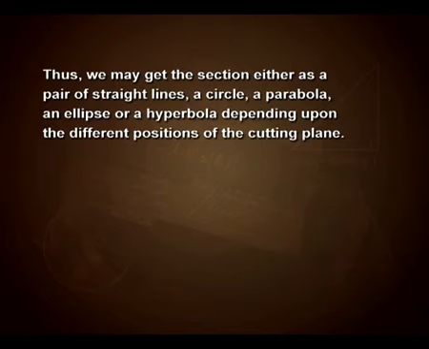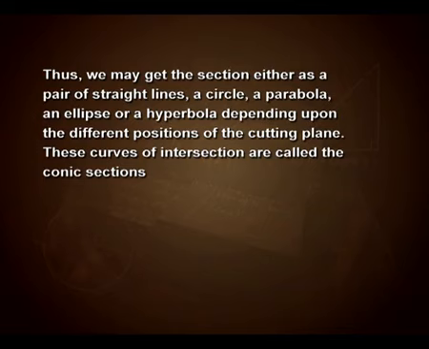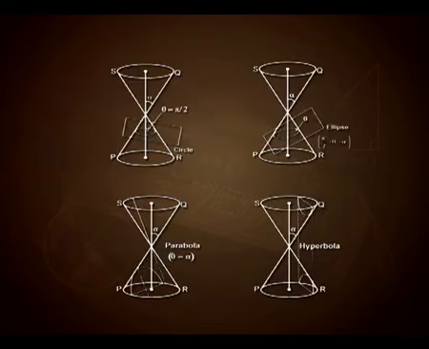Thus, we may get the section either as a pair of straight lines, a circle, a parabola, an ellipse or a hyperbola depending upon the different positions of the cutting plane. These curves of intersection are called the conic sections. We can view on the monitor here 4 different figures in which we can see a circle being formed. In the second case you can see an ellipse, in the third one a parabola, and the fourth one shows a hyperbola.